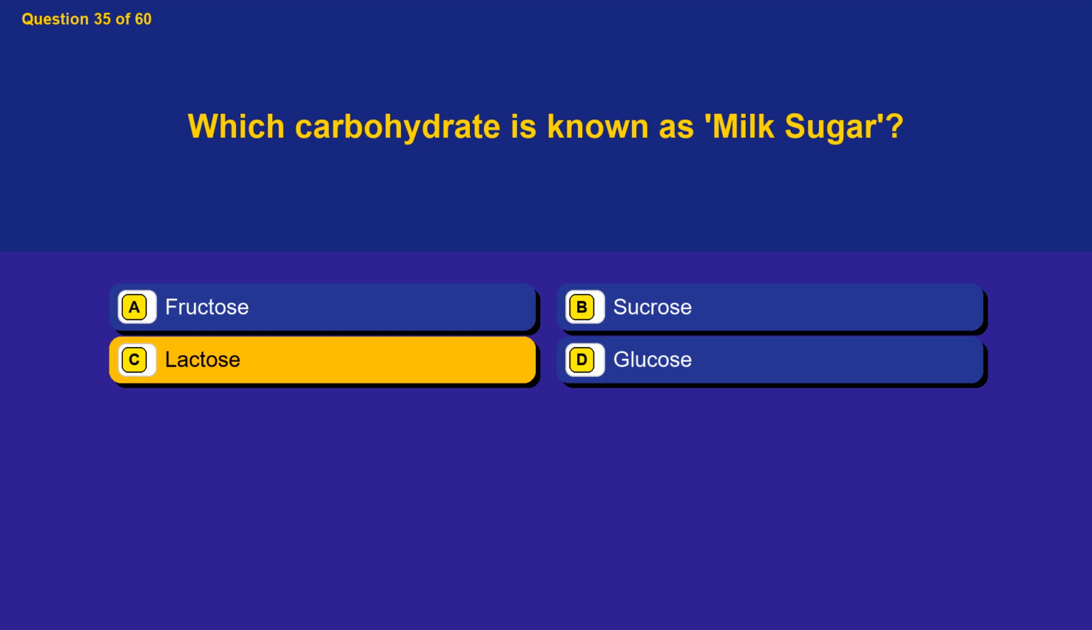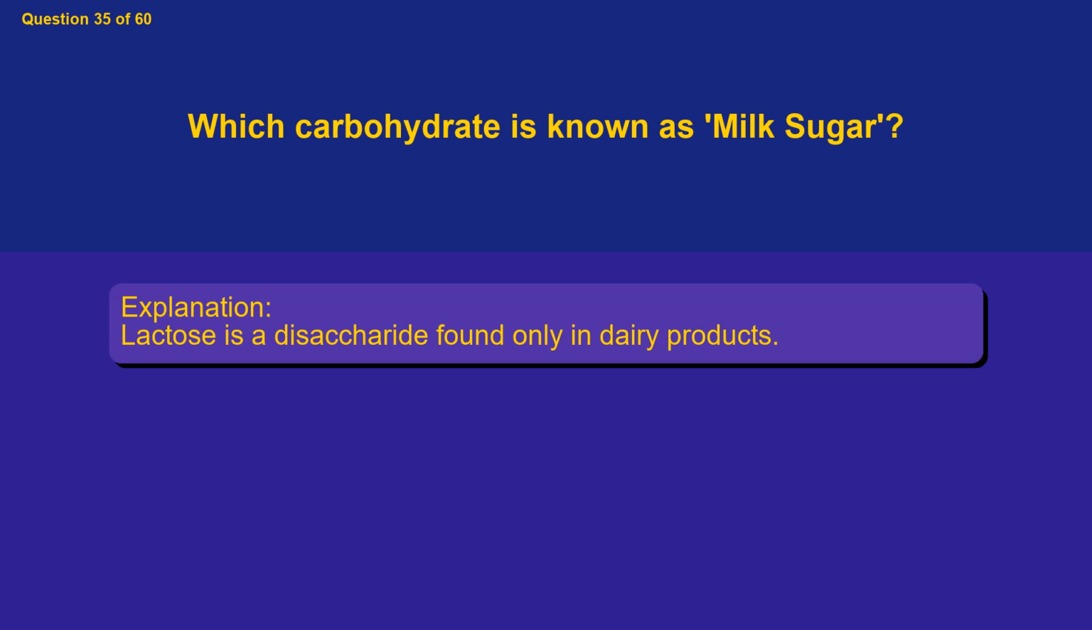The correct answer is option C, lactose. Lactose is a disaccharide found only in dairy products.